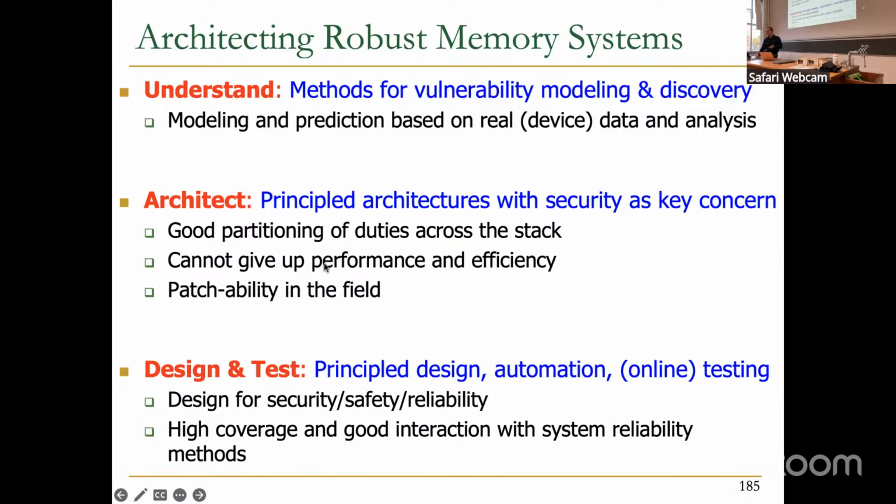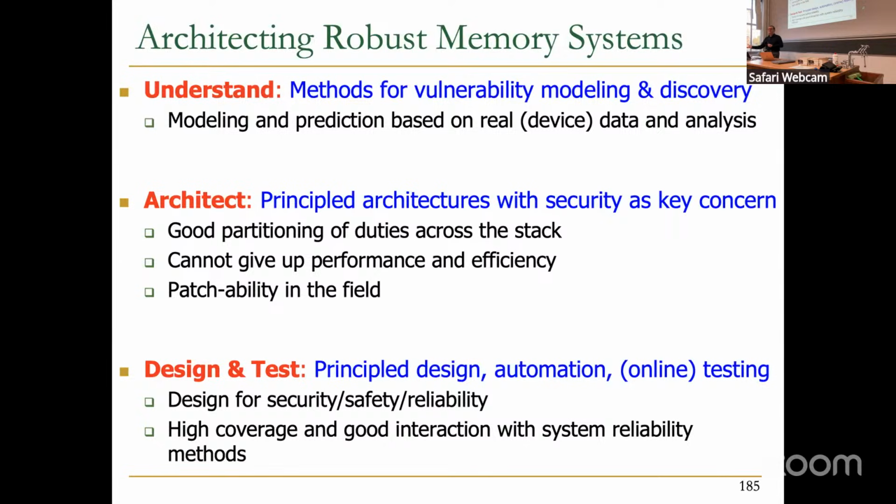The second thing is architecting. We really want principled architectures with robustness as a key concern, but security is an important part of robustness. And we want architectures that enable us to have good solutions, right? That's why we talked about self-managing DRAM, good partitioning of duties across the stack. Who does what? Does the memory controller dominate DRAM, or does DRAM have some responsibility also? How do we actually design these mechanisms such that things are easily upgradable, easily patchable in the field?